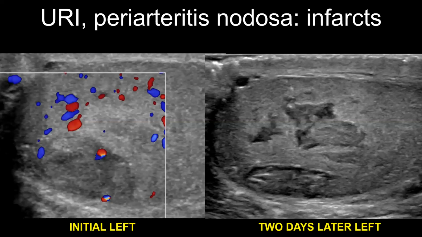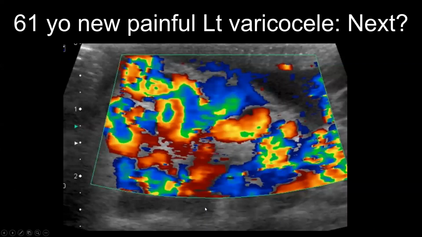So this is the initial left testicle lesion, and this is just 2 days later. We can see there's multiple lesions. These turned out to be infarctions. We followed them for quite a while, but they turned out to be infarctions.